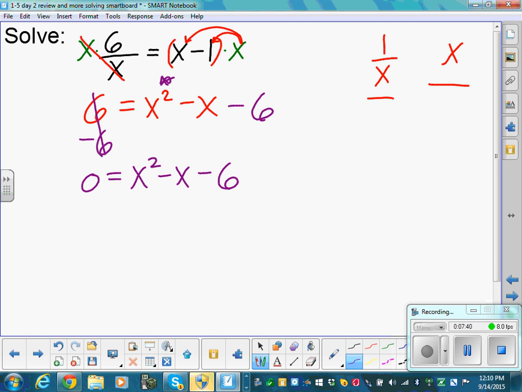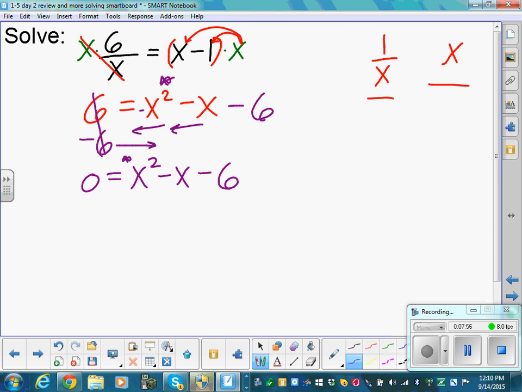Now once again, a lot of people like to bring these things over this way, which is fine, but then you end up with a negative in front of x squared, which makes it just a little bit harder. So I just decided I'm going to bring the 6 over this way onto this side of the equation so that I can keep in front of my x squared a positive, okay?